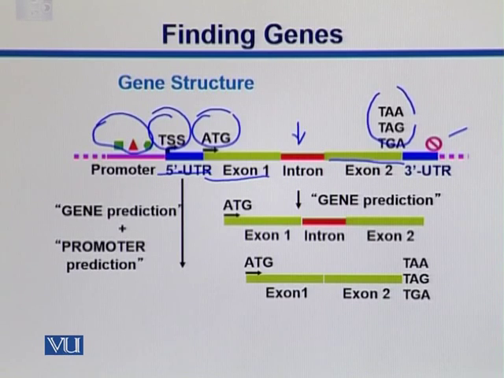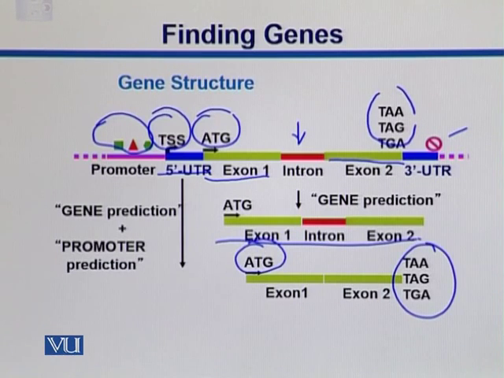After we get this pre-messenger RNA, we get the final messenger RNA where introns are chopped out, and exon 1 and exon 2 are joined together. And this is the start codon, and these are the stop codons. So in order to do promoter prediction, we want to find some patterns in the promoters. In order to get a gene, you need a promoter. You can predict this TSS site, find the presence of ATG, and look into those stop codons. All these patterns are important in gene finding.